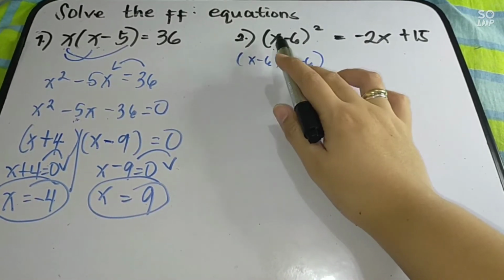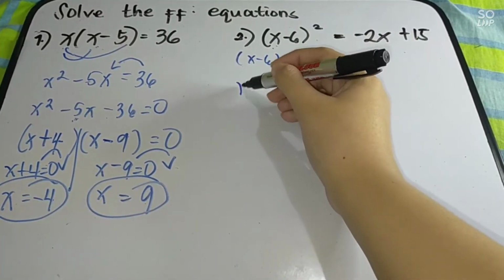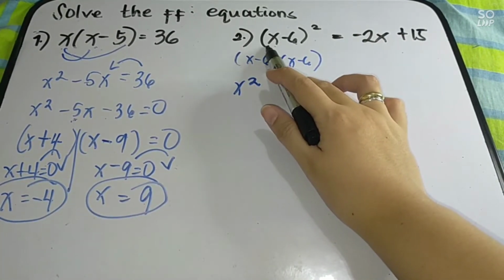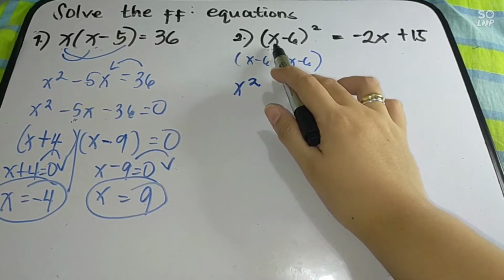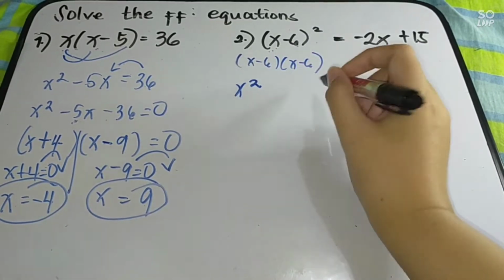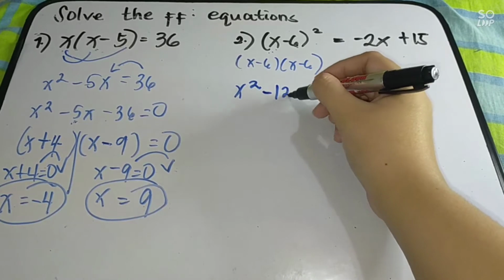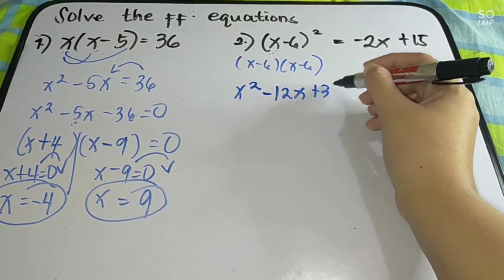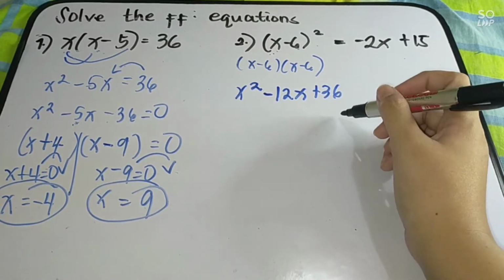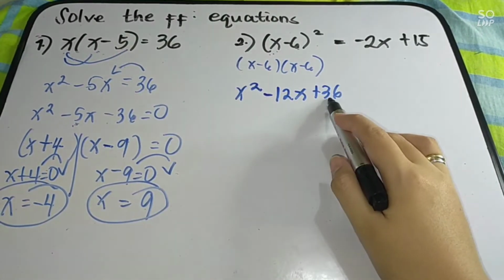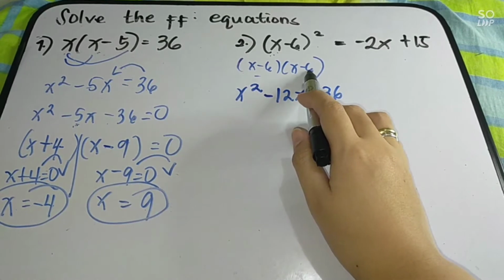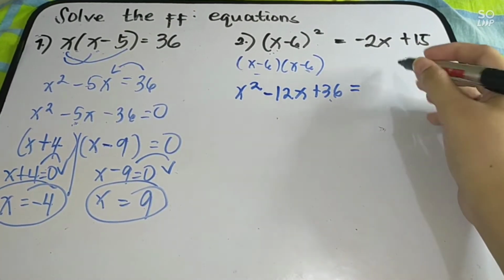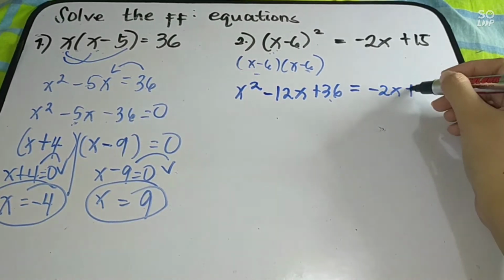When squaring a binomial, square the first term, we have here x squared. Afterwards, multiply negative 6 times x. The answer is negative 6x. Then, just double it. So, the answer is negative 12x. Then, square the 6, we have here positive 36. So, 6 squared is 36. If this is your final method, this is also what will come out. Alright? So, it is equal to negative 2x plus 15.